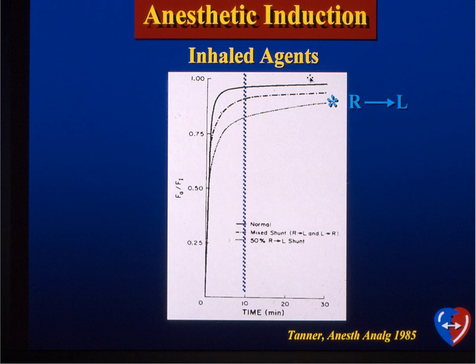This is showing anesthetic induction, FA/FI, or alveolar to inspired curve versus time, showing that in the case of a right to left shunt, the very bottom graphic, the rise in FA/FI of an inhaled agent is slowed with the cyanotic lesions, the blue ones, the right to left. Normally, a left to right shunt has very little effect on anesthetic induction of inhaled agents. So right to left, the cyanotic lesions can delay an inhalational induction, for example with sevoflurane.